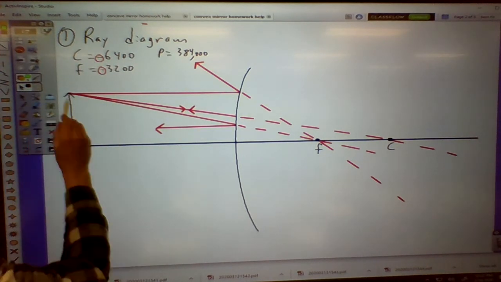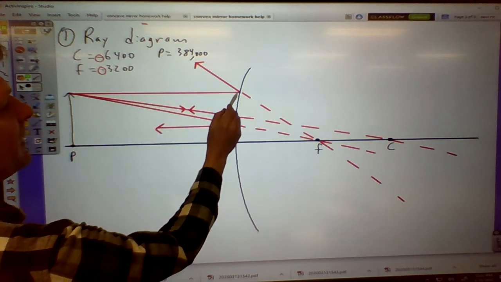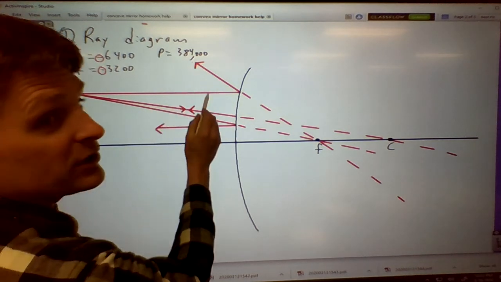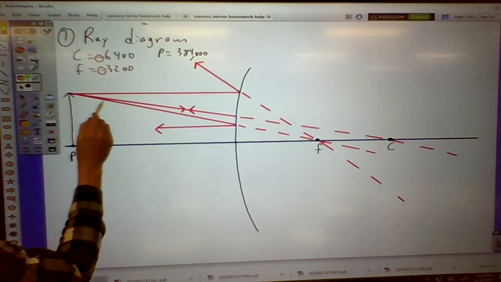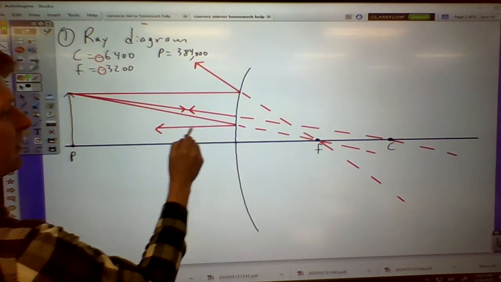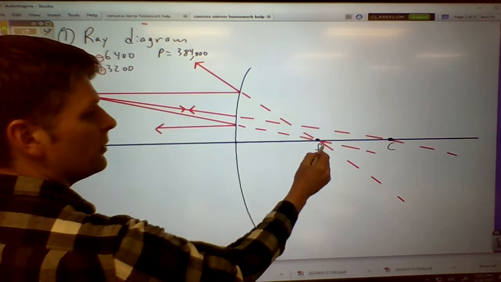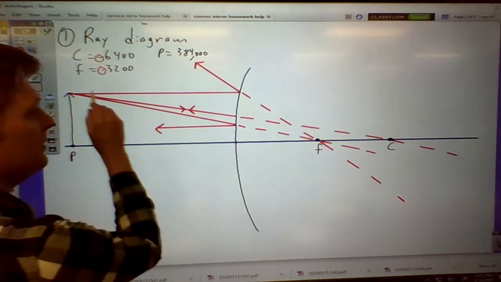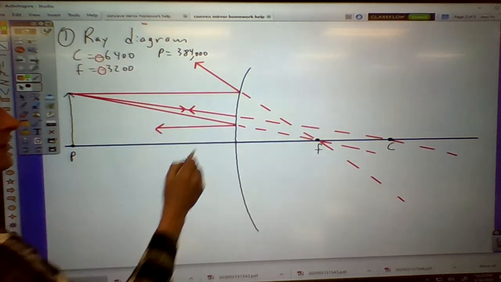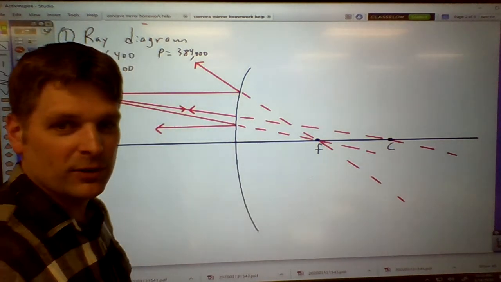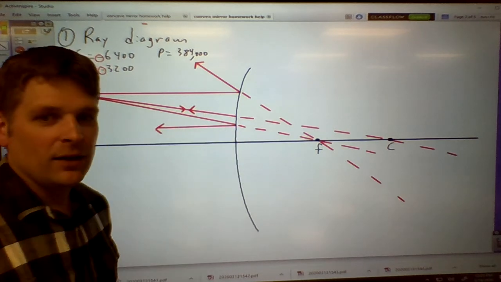Let's take a look at the rules. We have parallel and then through F. Did it actually go through F? No, it didn't, but it's lined up as if it did. Second rule is through F and then parallel. Did it actually go through F? No, but it's lined up as if it did. Through F, parallel, and then finally this one is through C. Once again, did it actually go through C? No, but it's lined up as if it did.